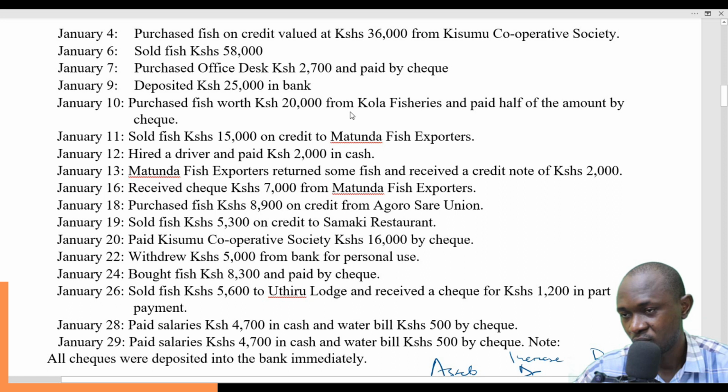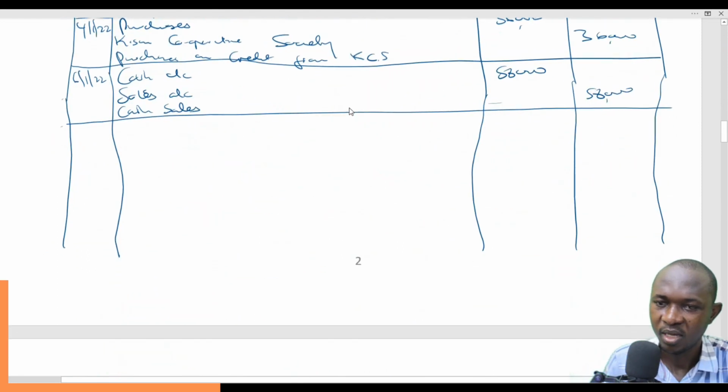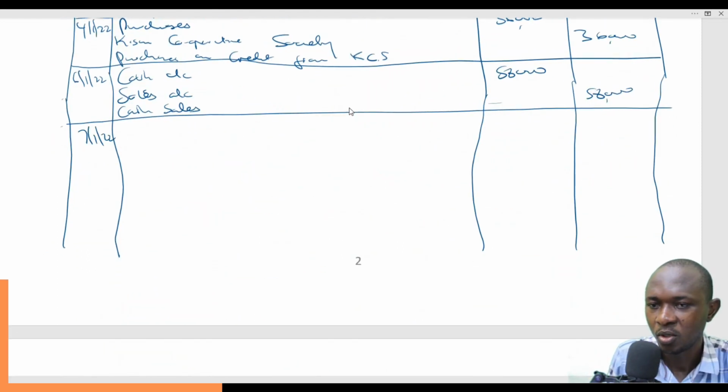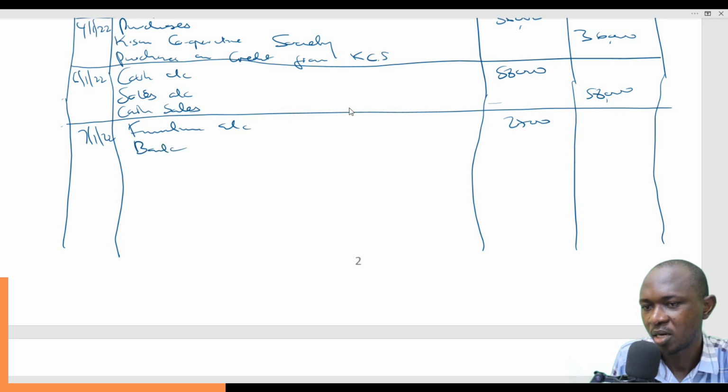So we'll simply come here and say January 7th. We say furniture account 2,700, and then bank account 2,700. And then you simply narrate purchase of furniture by check, and we'll be done. That will be done by that.